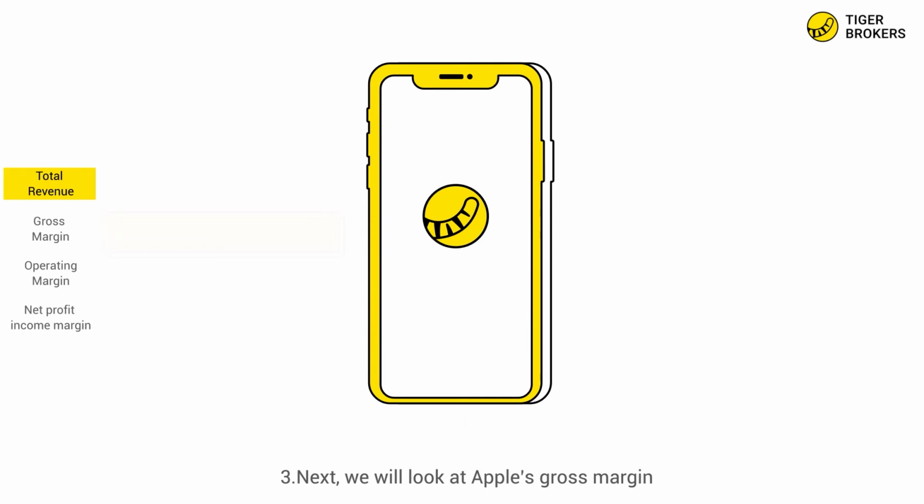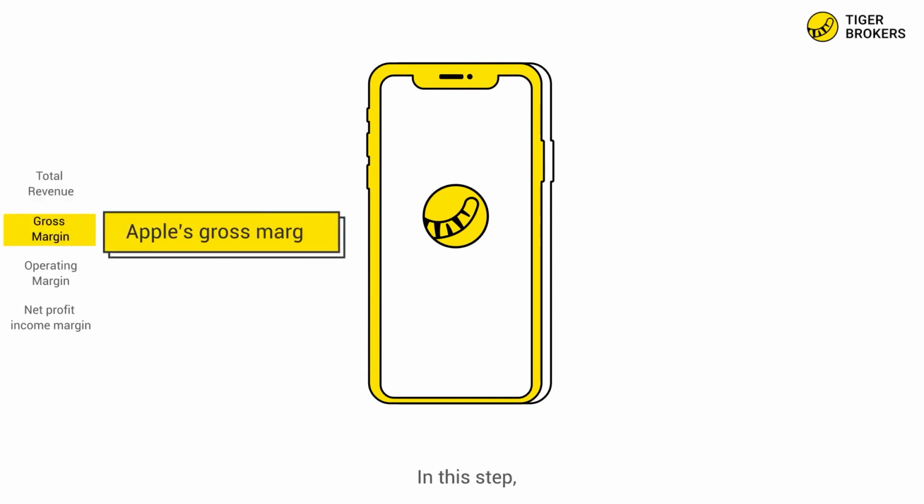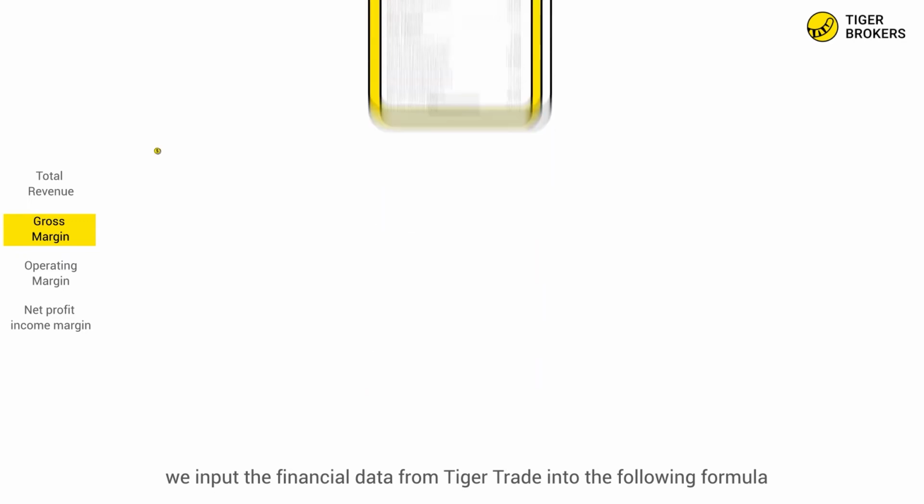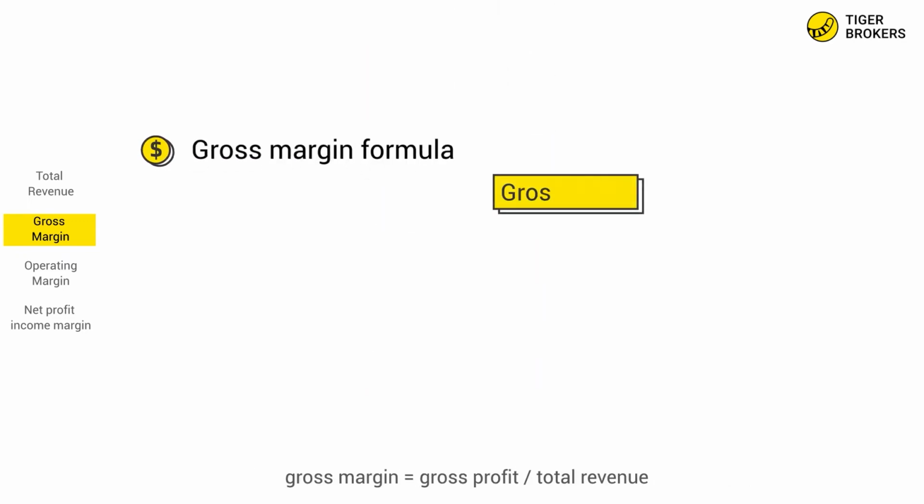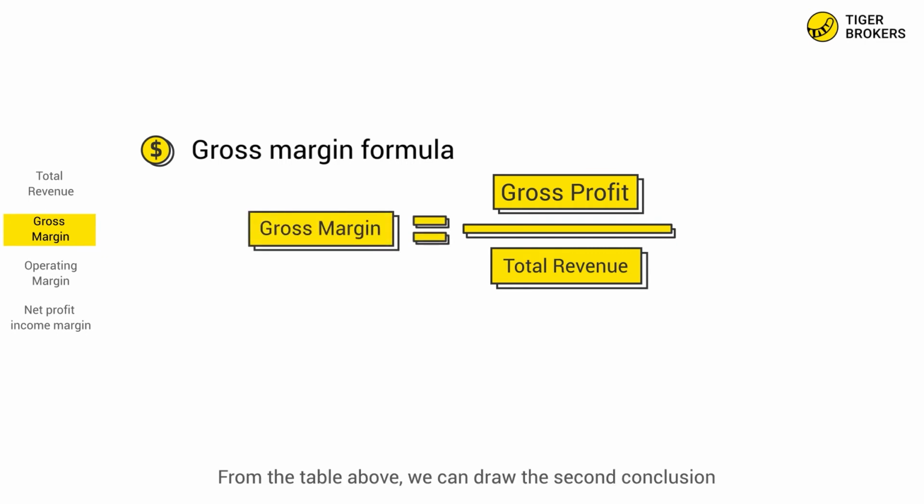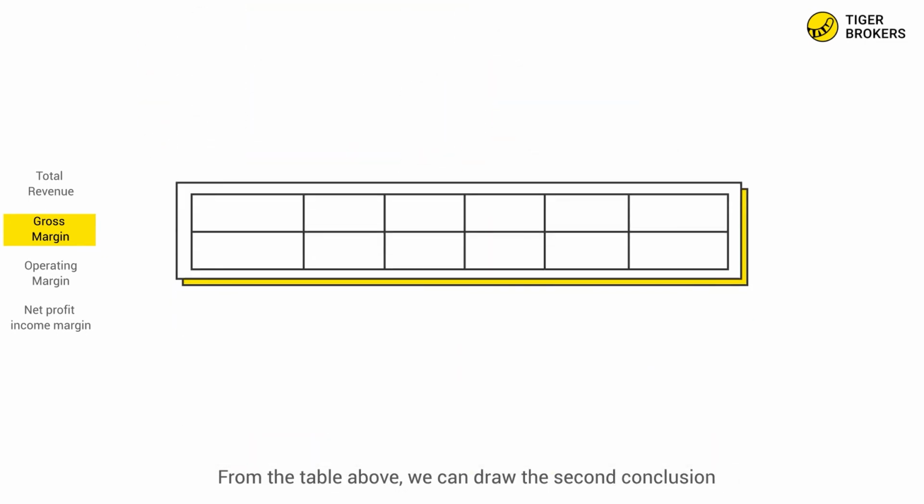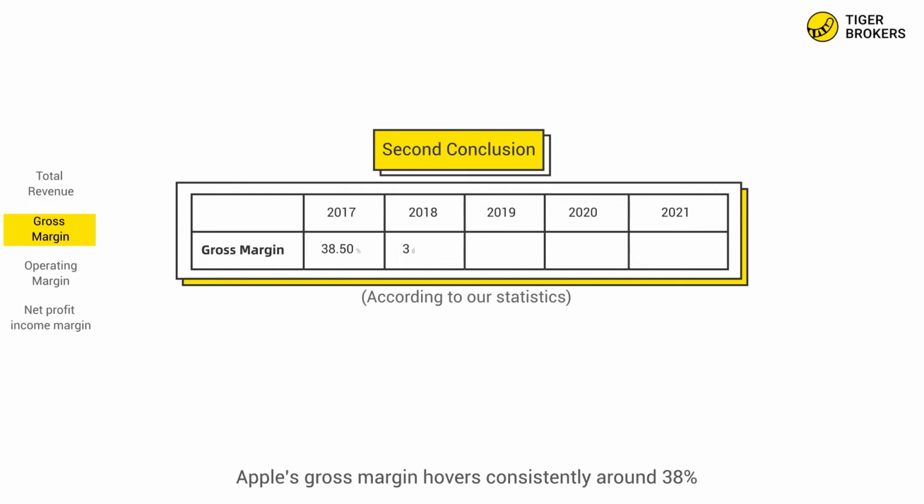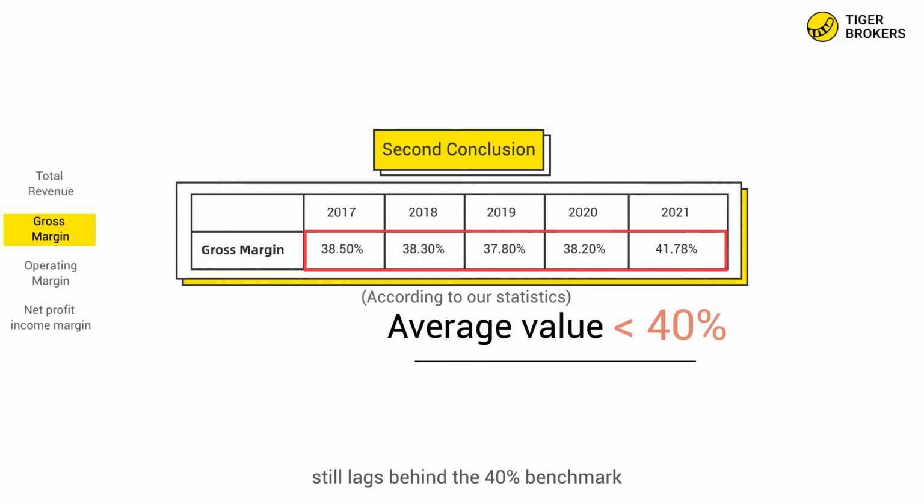3. Next, we will look at Apple's gross margin. In this step, we input the financial data from Tiger Trade into the following formula. Gross margin equals gross profit divided by total revenue. From the table above, we can draw the second conclusion. From 2017 to 2021, Apple's gross margin hovers consistently around 38%, but the average of gross margin over the past 5 years still lags behind the 40% benchmark.